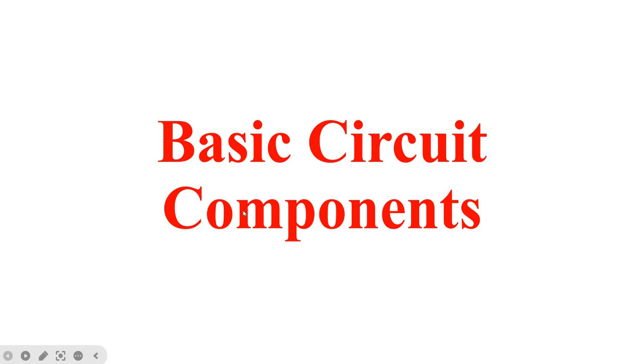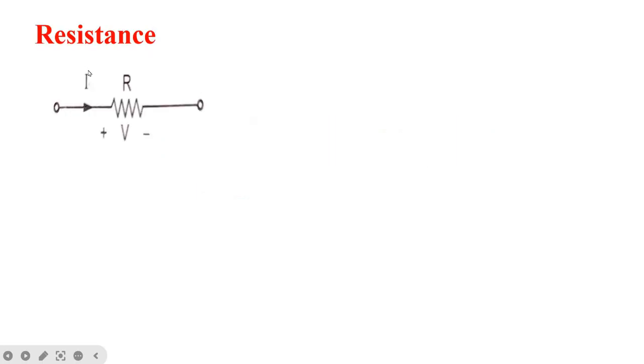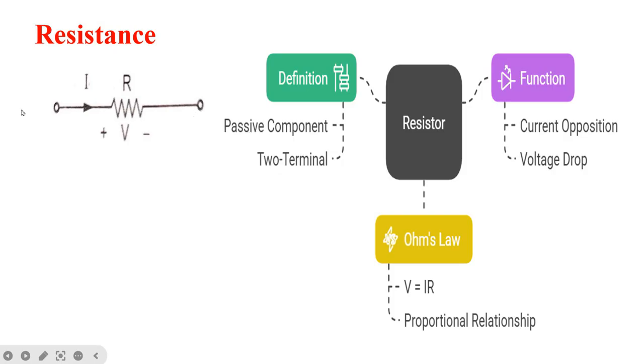In this video, we'll be seeing about the basic circuit components. The first component is resistance. Resistance is a passive, two-terminal component and it opposes the flow of current.